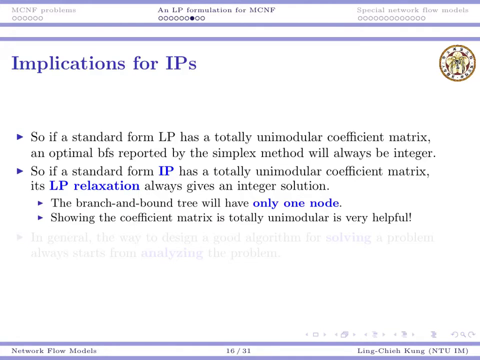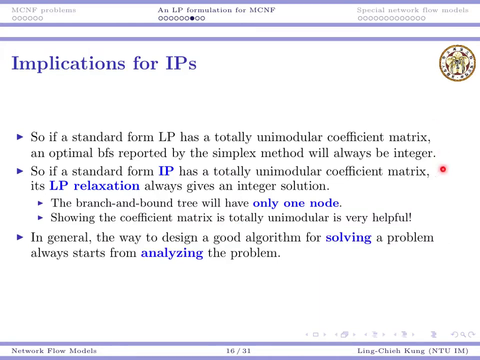Or conversely, if I give you a standard form IP and the coefficient matrix is totally unimodular, then its LP relaxation always gives an integer solution. And that means solving that IP is equivalent to solving its LP relaxation. That means the branch and bound tree will have only one node, and that means the IP can be solved by running the simplex method once. Okay? And that means that IP is really not hard if the coefficient matrix is totally unimodular.